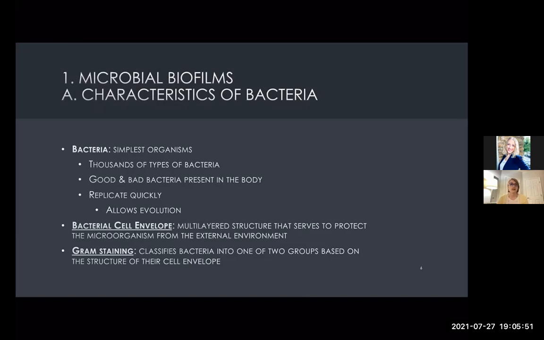Now, the bacterial cell envelope is part of the bacteria. It's multi-layered and it protects the microorganism from the external environment. So think of it as like a shell surrounding the bacteria. Then we have gram staining, and gram staining is how we classify bacteria into one of two groups based on the structure of their cell envelope. And we're going to go into this a little more in depth here.